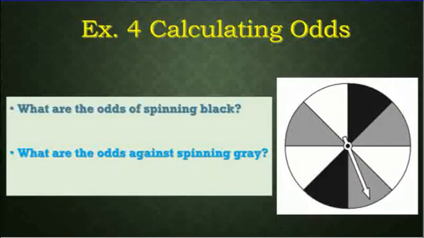And the next one, working with the spinner. Here we have 3 different colors on our spinner. What are the odds of spinning a black? So black versus not black.